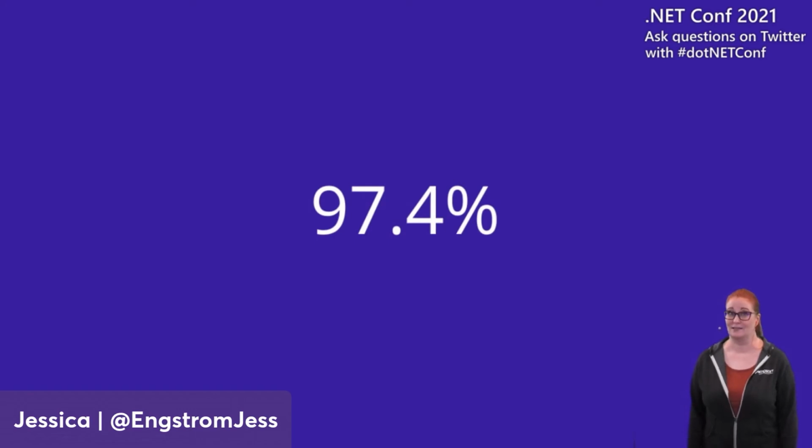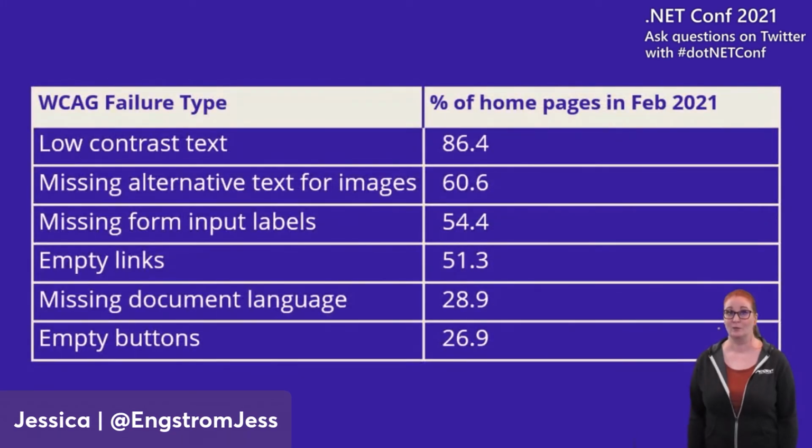Now, this is pretty sad. 97.4% of homepages had detected WCAG failures. And actually, since these tests are automated, they don't detect all possible failure types, which means the number could be even worse. But the good news is that almost 97% of all the errors are just 6 categories. So if we address these handful of errors, we would significantly improve our accessibility. So we have low contrast text, missing alternative text for images, missing form input labels, empty links, missing document language, and empty buttons in the top 6.